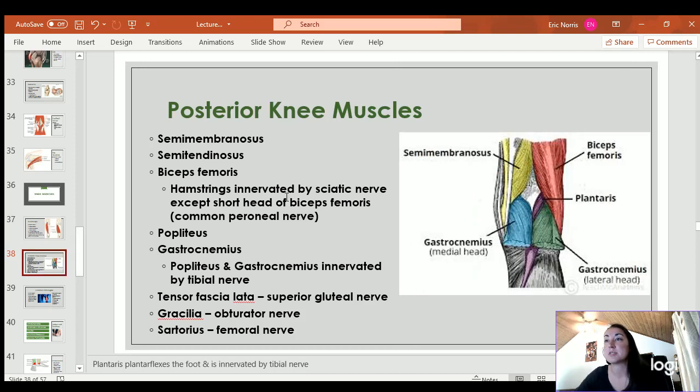Posterior knee muscles. So we have our semimembranosus, semitendinosus, we only see the tendon right here, and biceps femoris. Those are the hamstrings. They're all innervated by the sciatic nerve except for the short head of the biceps femoris. This is a typo as well, which is the common peroneal nerve.